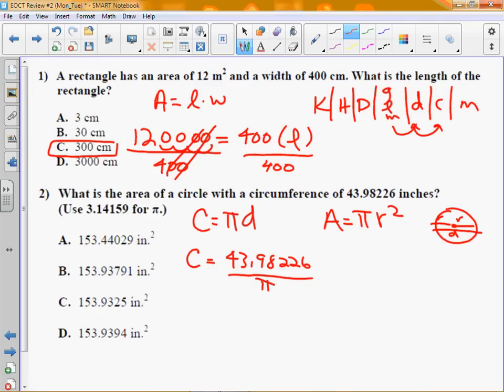So if you take your calculator, somebody with the calculator, 43.98226 divided by 3.14159 for pi. Don't find pi on your calculator and don't use 3.14. If you remember from last week, it was 14. Okay. So if my diameter is 14, then my radius is 7. Okay, if my radius is 7, then the area is 49 pi.